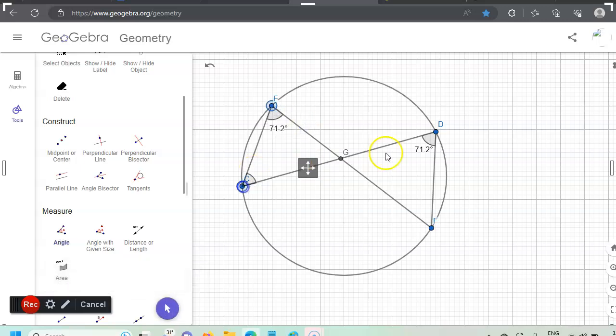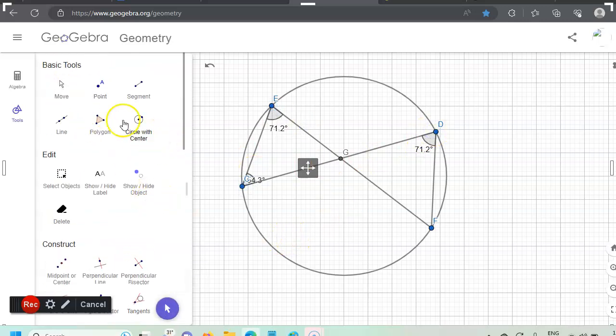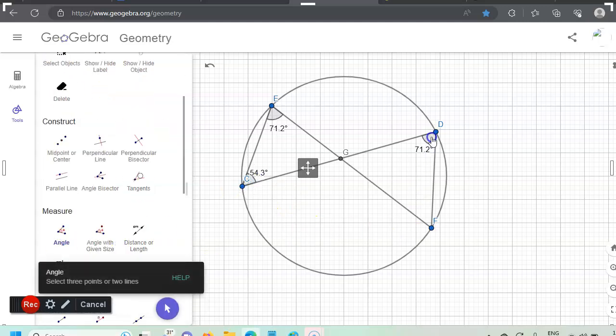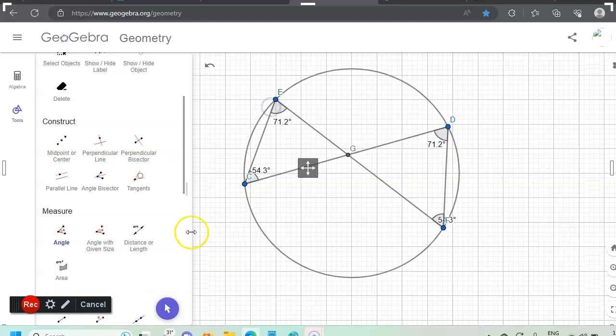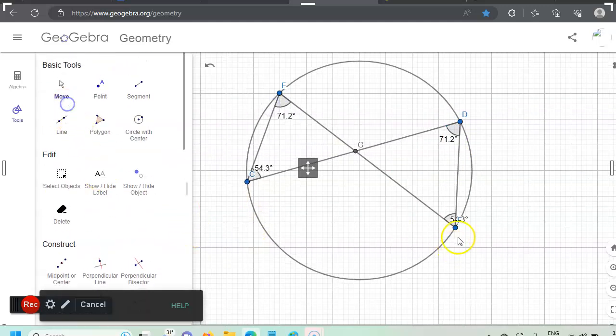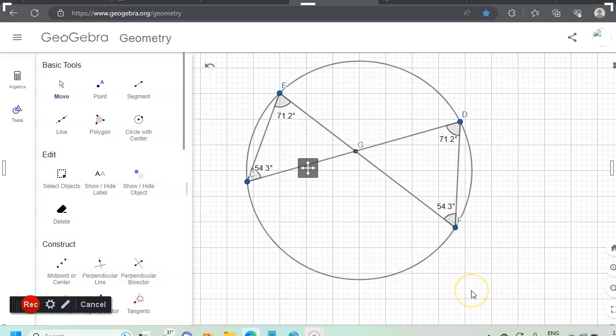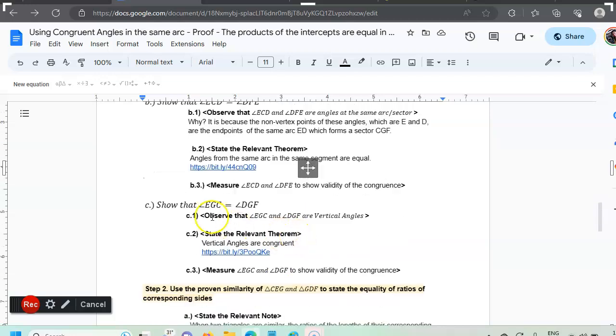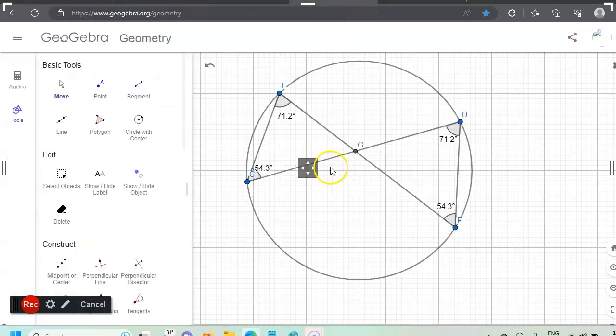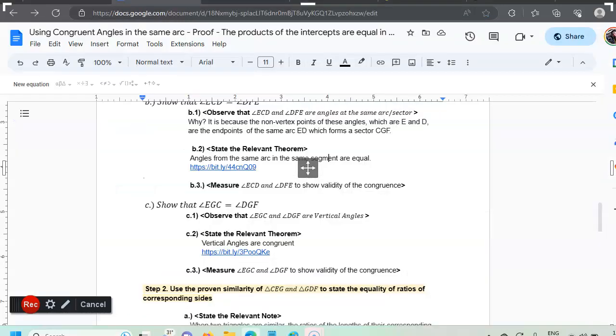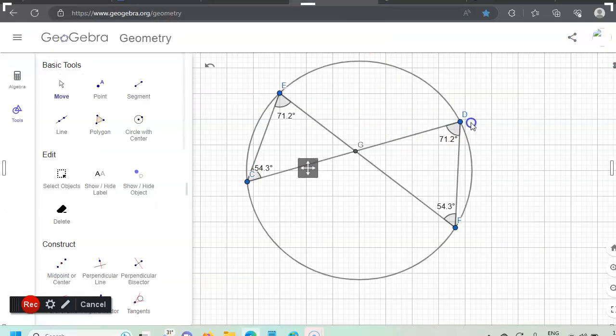So angle C is 54.3, and then angle F is 54.3 also. Okay, then next, the third pair of corresponding angles, we have angle EGC and angle DGF. So these two are corresponding angles.